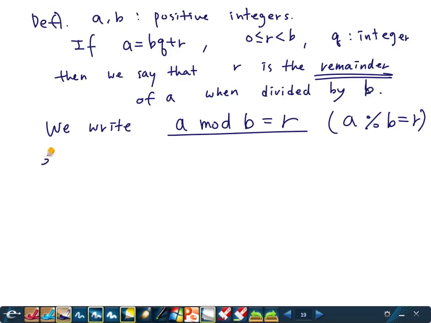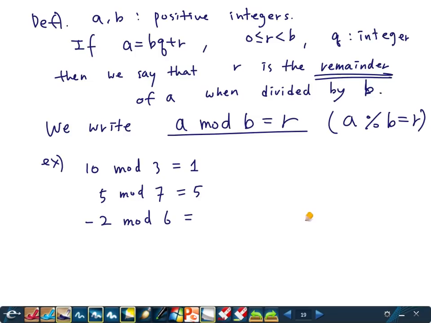So for example, 10 mod 3 is what? 1. 5 mod 7? 5. Minus 2 mod 6, what is that? Minus 2? 4. This must be between 0 and 6, so it's not minus 2, but 4.